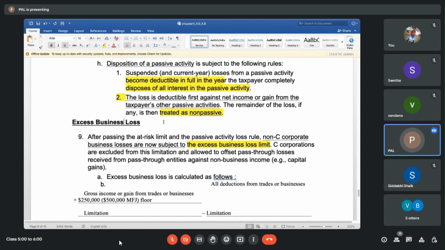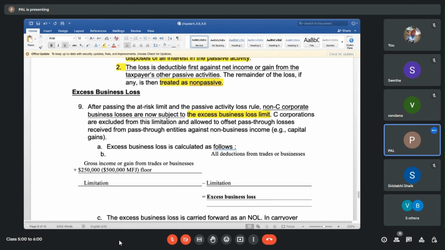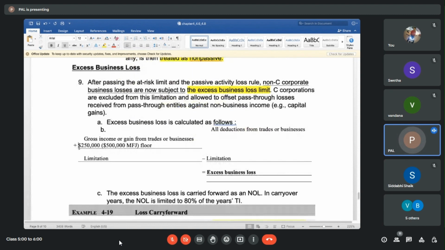What is that limit? That limit is very high. That's why a lot of the times we don't even realize that there is a limit when we do the tax return, because the limit is $250,000 for a single person and $500,000 for a married person. That's a big limit. So if you're reporting a Schedule C loss of $500,000, that kind of big loss typically will not come on Schedule C.